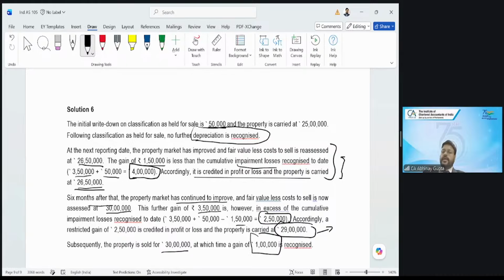Up to the 4 lakh, impairment reversal can happen anytime in the future until the sale happens, right? So on the next date, reversal happened for 1,50,000. Then thereafter again one more leg of reversal happened for 350, but we could recognize only up to 250. And then finally we eventually sold the asset at 30, realizing the gain on the sale of rupees 1 lakh.